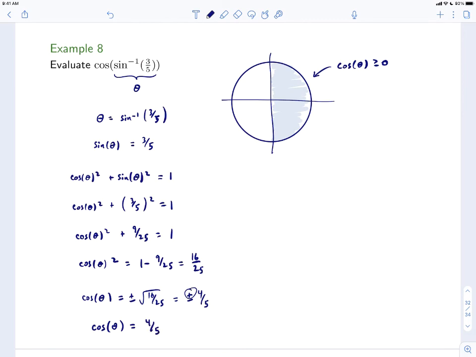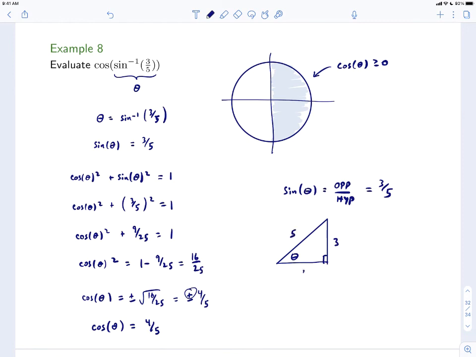Another way to think about this is in terms of right triangles. What do we know? We know that sine of theta is the opposite over the hypotenuse in a certain right triangle. So we could actually draw that right triangle. So here's a right triangle, like so. And what do we know about it? Well, sine of theta is 3 over 5. So that means the opposite side is 3. So if this is theta, then that means that this is 3, and the hypotenuse is 5.